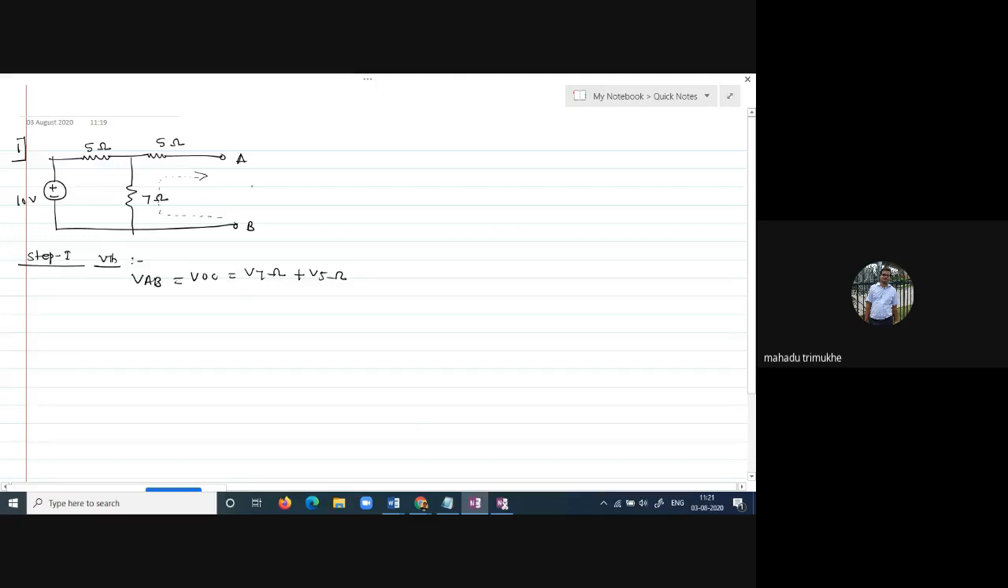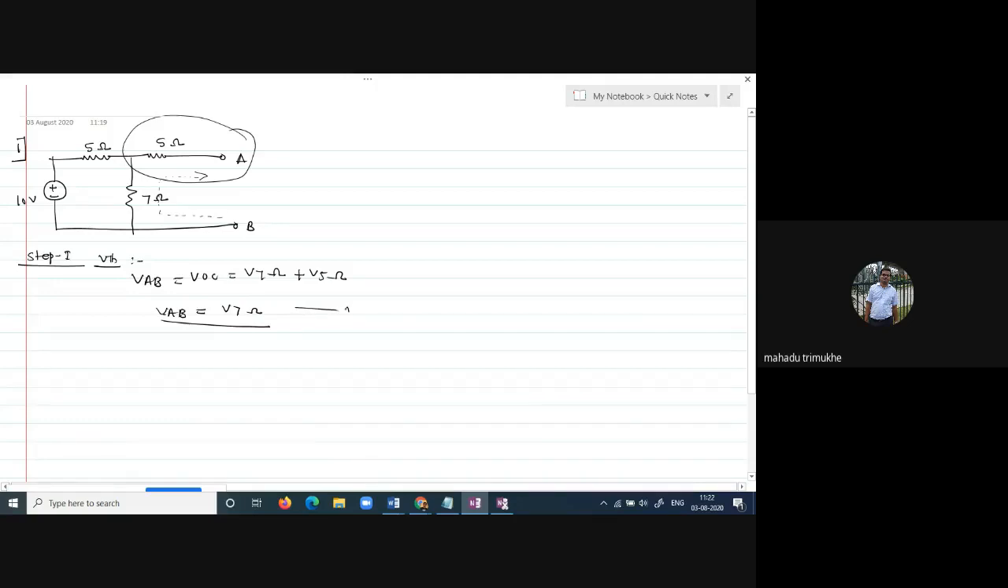Okay, what you have observed over here is that point A is floating. Therefore there is no current flowing through the point A terminal, which means the current through the 5 ohm resistor is zero, since there is nothing connected outside at point A. So the voltage across the 5 ohm resistor should be 0. Then what is VAB? VAB is nothing but V7 ohm.